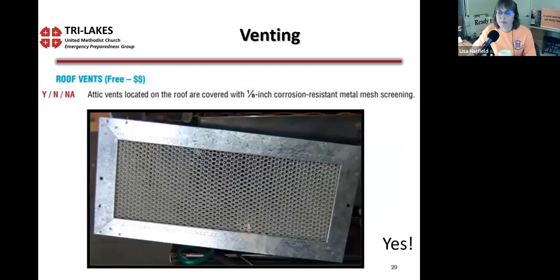So now we're on page 5. Make sure your attic vents located on the roof are covered with 1/8 inch corrosion resistant metal mesh screening. This one looks different because you can buy vents that already have the mesh attached on the inside, or you can add mesh to retrofit the vents you already have. This one, I can't tell by looking, but it might even be intumescent mesh, which is something that expands when it's heated. So if burning embers flew up in there, it would actually cause that mesh to expand and close itself off.